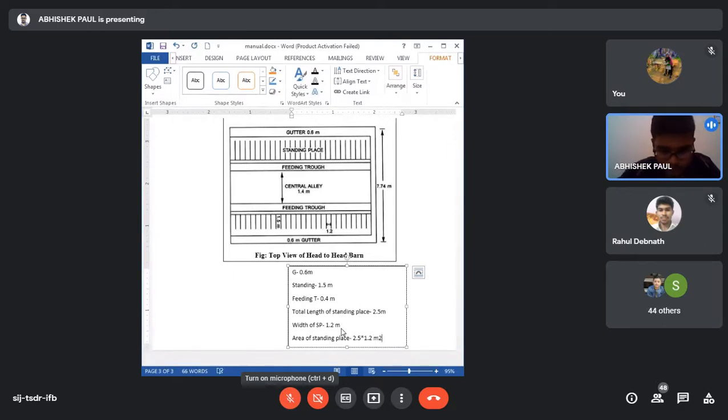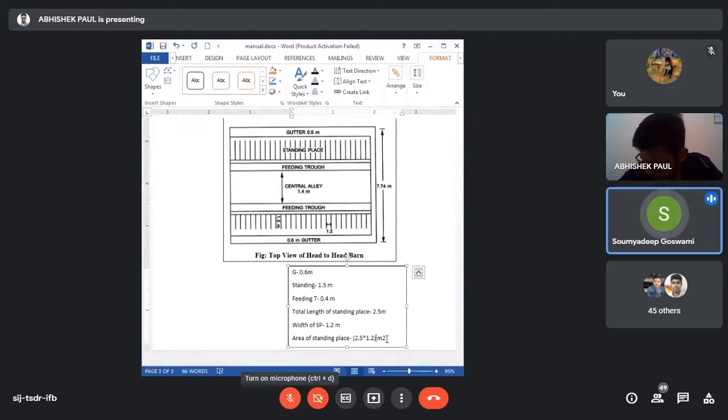Don't get confused. So how much is it coming, Somati? 2.5 into 1.2? Yes, 3 meter square. So you convert it into feet square. How much feet square?